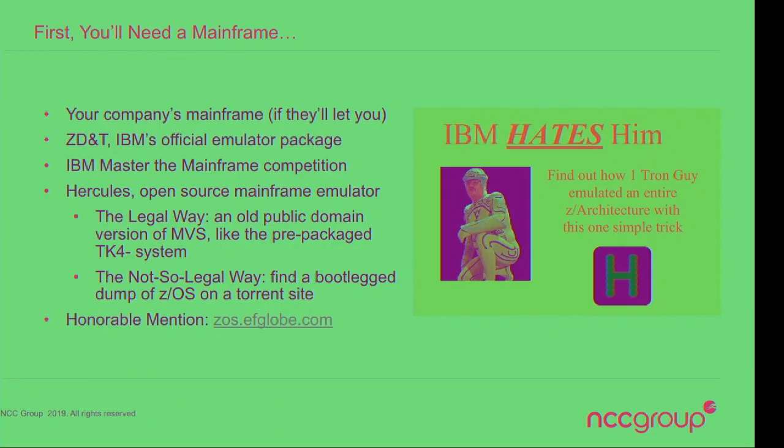The not so legal way is to go on a torrenting site like Pirate Bay, like Anaconda used to run, and find yourself a dump of a legit z/OS install. They're still floating around there. Honorable mention goes to zos.efglobe.com, which is some strange company based in Canada and China that has a public mainframe you can get access to. I've never really used it, but I'll just throw it out there if you want to fool with it.